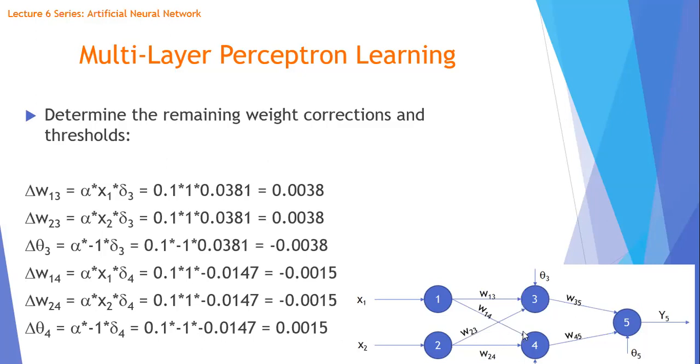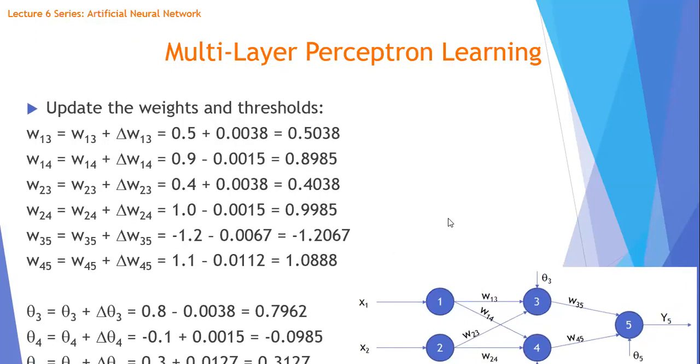Okay, now see, once you know delta 4, like we said, you can now correct for W14. So it's a correction factor for it: alpha times, of course, the input x1 times the delta 4. You get this value. W24, which is also connected to neuron 4, is alpha times x2 times delta 4. And if you want to correct for the threshold theta 4, again, your input is always minus 1 for these values.